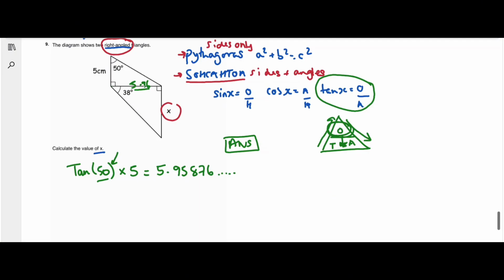But yes, I'm only looking at this triangle at the bottom here. So I'm going to use the same process again. I'm going to label the sides.